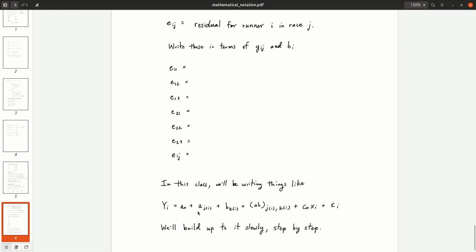And so we'll write out things like this. Y_i is a0 plus a sub j_i plus b sub k_i plus ab j_i k_i plus c0 times x_i plus epsilon_i. This is going to seem a little bit overwhelming at first, but we're going to build up to things like this step by step. If you were to just analyze what each of these are, things that you can do. But this may seem a little bit overwhelming at first. So we're going to build up to it step by step, and we're going to figure out what this equation actually means in intuitive terms.